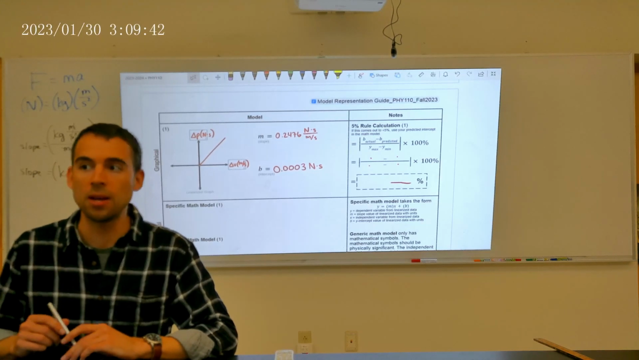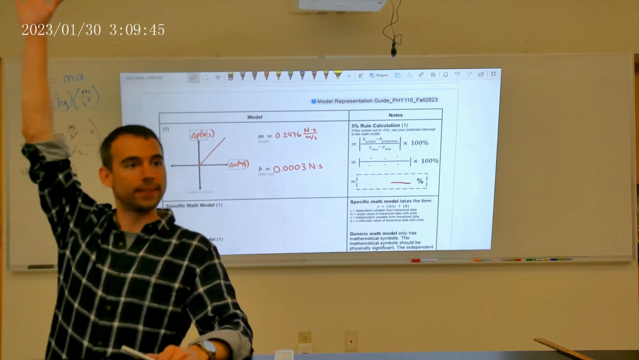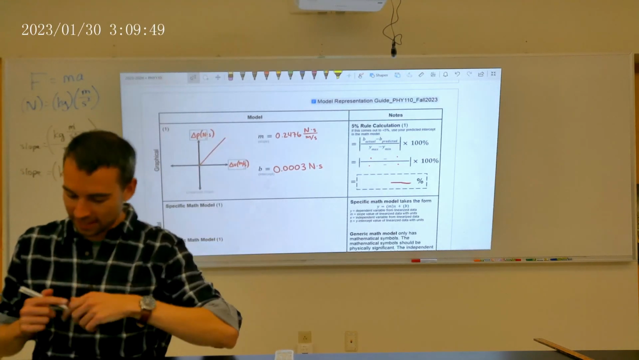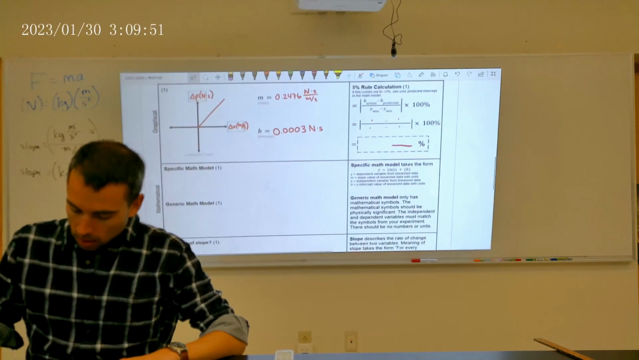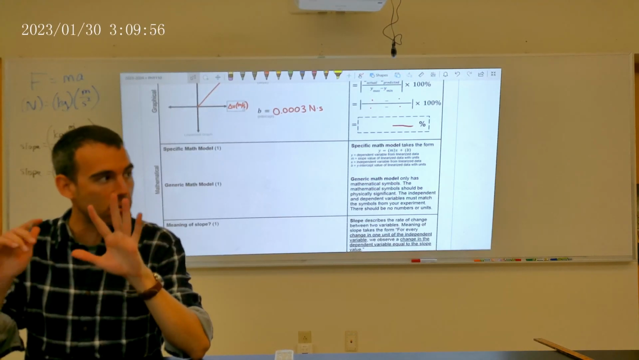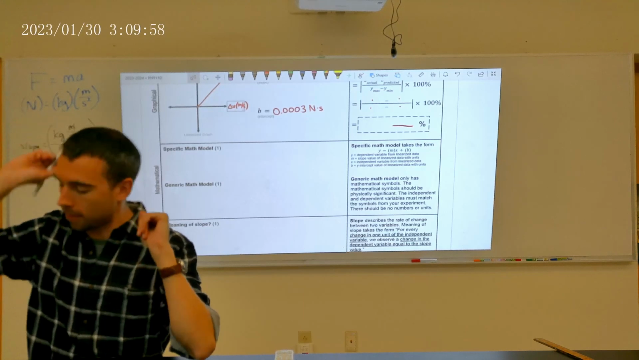Let's just get a quick read. Who had above 5%? Not a problem. Who had below 5%? Great. Okay. We're going to assume that everybody had below 5%, so just make sure you fill in your 5% rule calculation, and you'll get a check mark there.